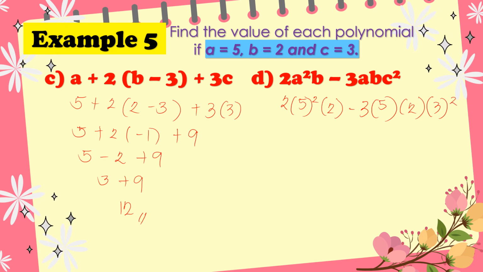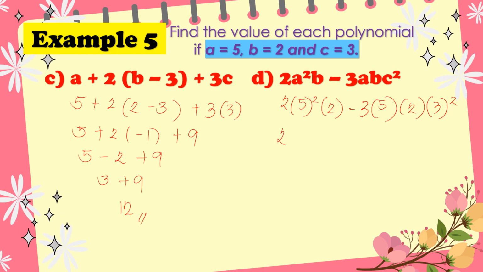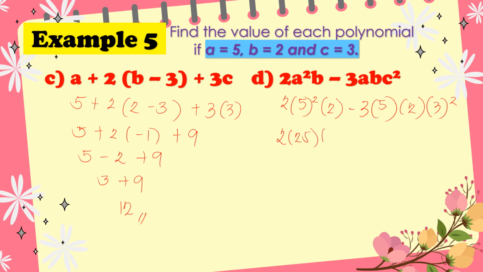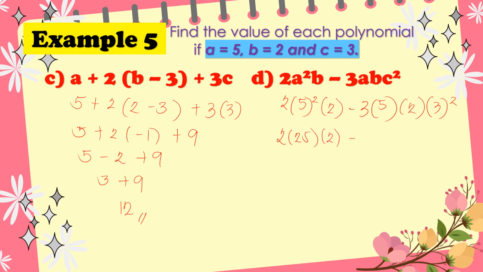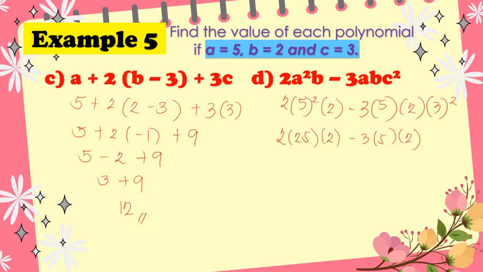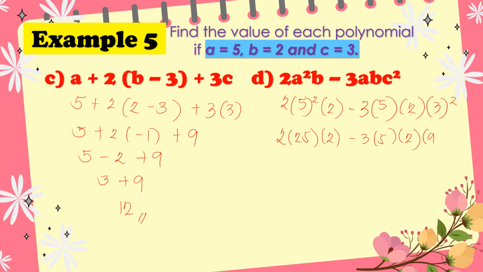Mag-simplify muna tayo ng mga expression na may exponent. So, copy natin yung 2. And then, 5 squared is 5 times 5, 25. Tapos, copyhin natin yung remaining of the expression. And then, 3 squared is 3 times 3. That is equivalent to 9.